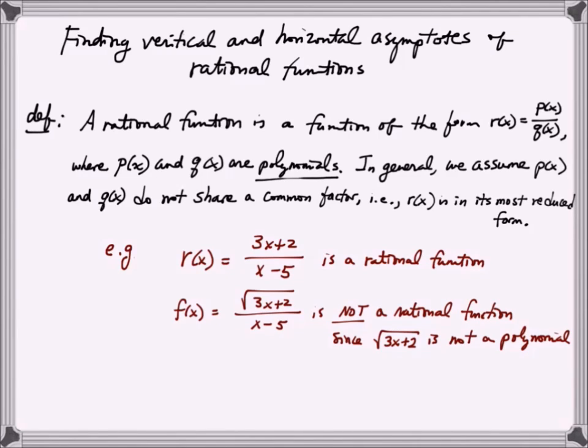The goal of this lesson is to study horizontal and vertical asymptotes of such rational functions. Informally, an asymptote is a line to which the graph of the function gets closer and closer as one travels along the x-axis or the y-axis. Let's formally define asymptotes next.